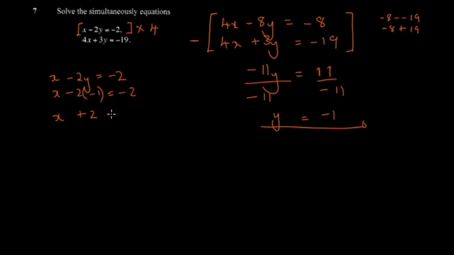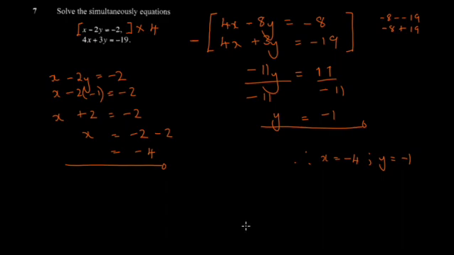So x plus 2 here is equal to -2, then x is equal to -2, -2, then x is equal to -4 here. Okay, so you can conclude, therefore, x equal to -4, y equal to -1. Okay, how do you revise this?